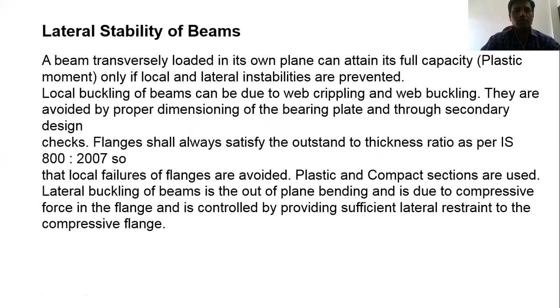Next important thing is lateral stability of beam. It is very important because when you design one simple beam having an I section, or a built-up beam, lateral stability means what happens if the beam is having a UDL or a point load on it. It will buckle like this. If the point load is at the center, it will buckle like this, and give the bending moment like this triangle. If it is a UDL, it will buckle parabolic.